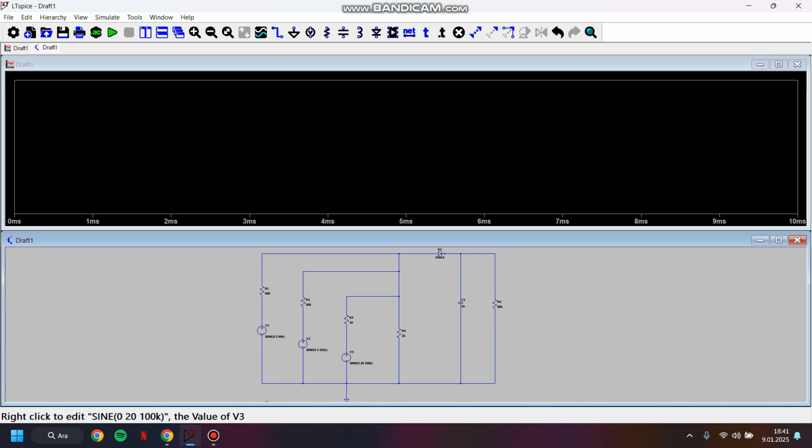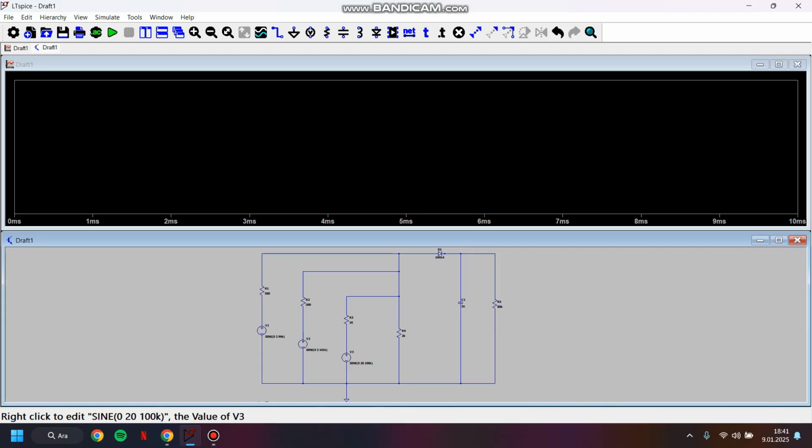Hello, in this video, I will show you how to perform AM modulation and demodulation using LT-Spice. AM, or amplitude modulation, is a technique widely used in communication systems. AM modulation is a process of varying the amplitude of a carrier signal in accordance with the amplitude of an information signal. The carrier signal is typically a high frequency signal, while the information signal is usually a low frequency audio or data signal.